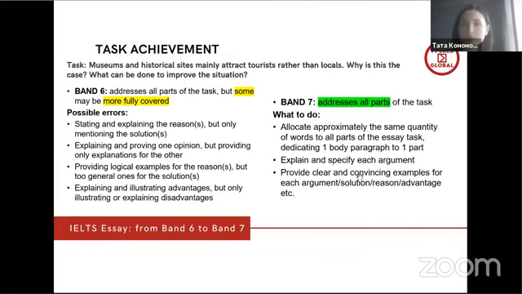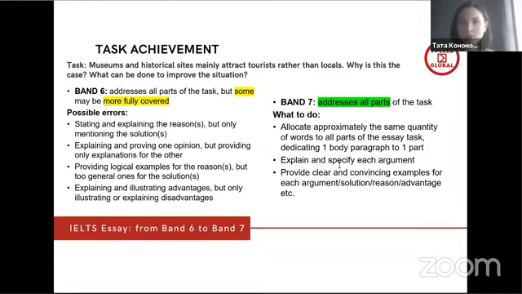So the first one is task achievement. To get band 7, you need to address all parts of the task, which means that you should allocate the same amount of your attention to each point of the task. What can go wrong? You can state and explain the reasons, but just mention the solutions. Or you can dedicate quite a lot of attention to one opinion and virtually neglect the other. How to deal with it?